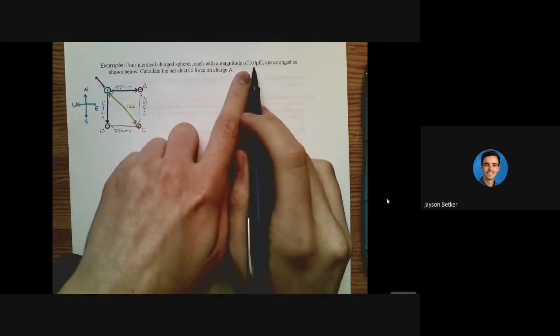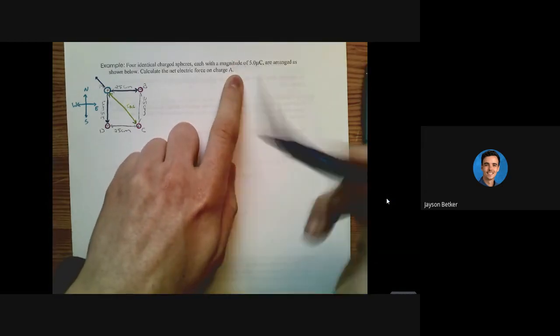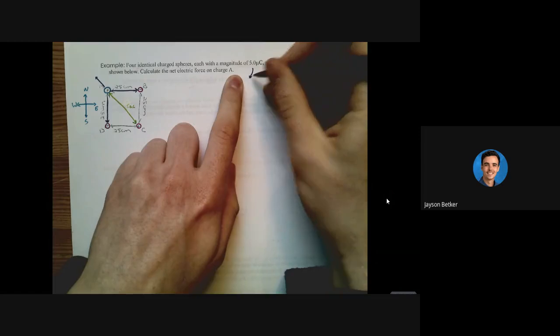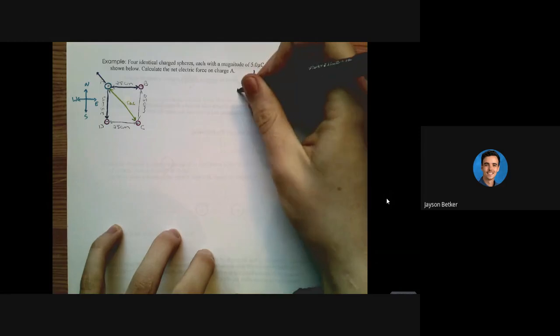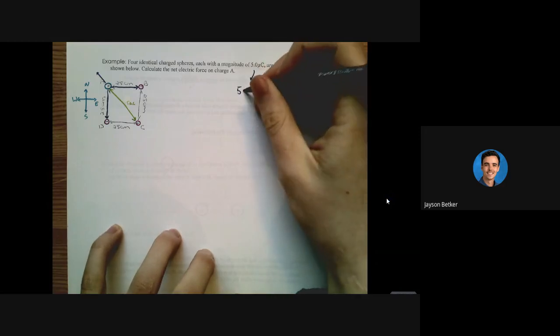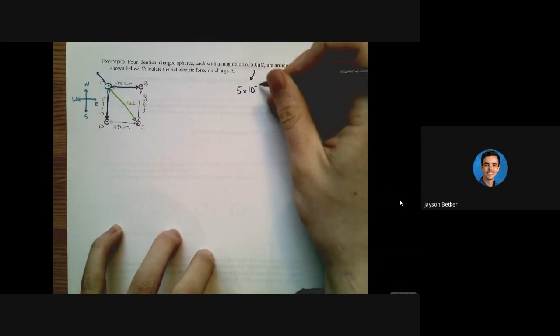So let's write down some information we know. We know that every single charge has a magnitude of 5 microcoulombs. I'm going to convert that to coulombs, okay? That is 5 times 10 to the negative 6 coulombs, right? Micro just means 10 to the negative 6.